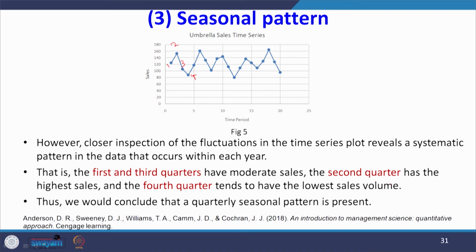The second quarter has the highest sales. See here, it is the highest. That is, the first and third quarters have moderate sales, the second quarter has the highest sales, and the fourth quarter tends to have the lowest sales volume. Thus, we would conclude that a quarterly seasonal pattern is present.